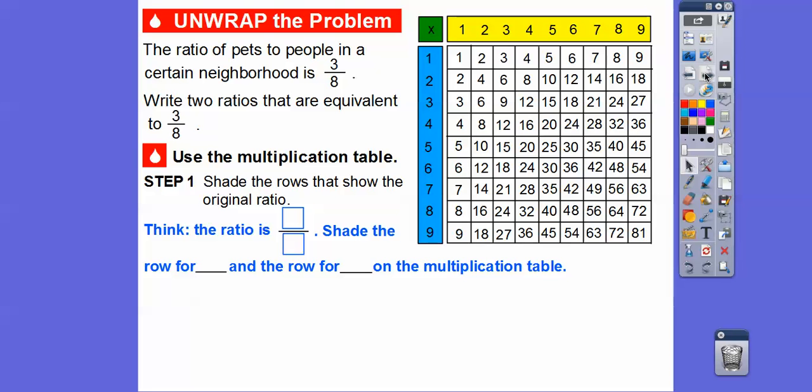We're going to use this multiplication table, and we're going to show the rows of the original ratio by shading them. So let's shade the row 3 and the row 8.